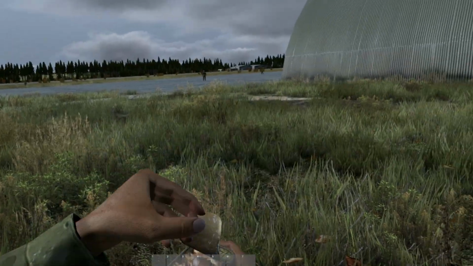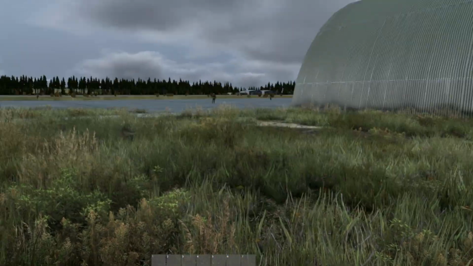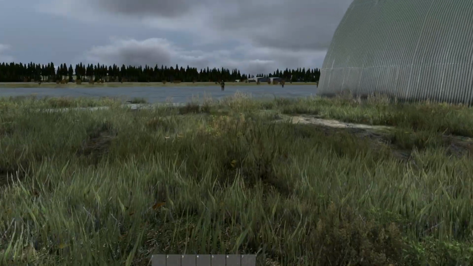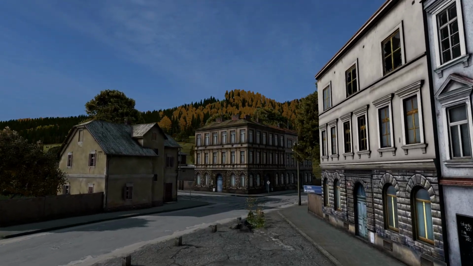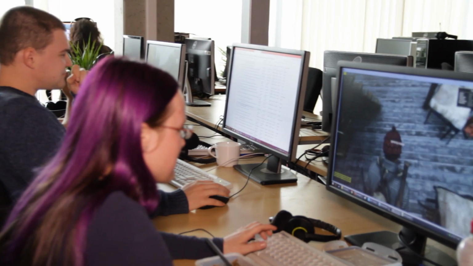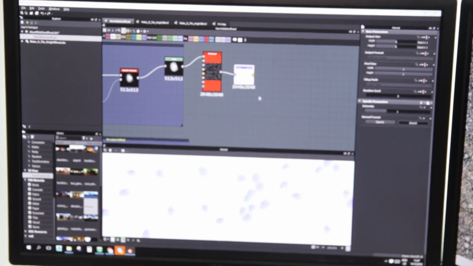Once we release the modding tools, we will also give the community our internal tools, which were used by the scripters and designers for testing and debugging. They are written in the Enfusion script, so they can be quite easily modified and extended.